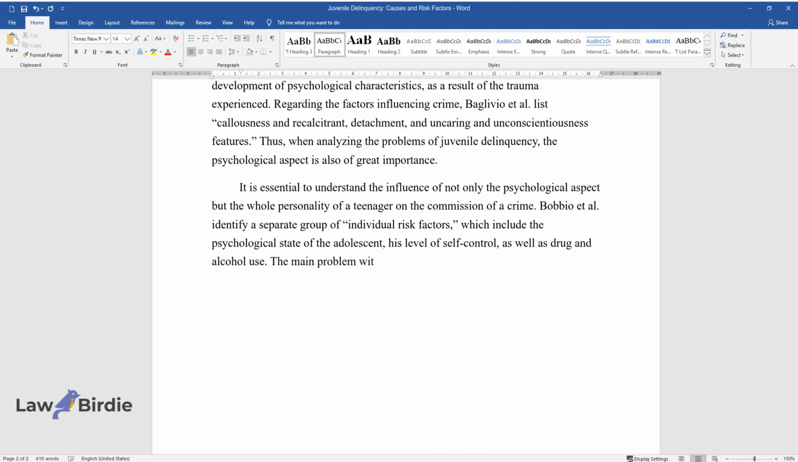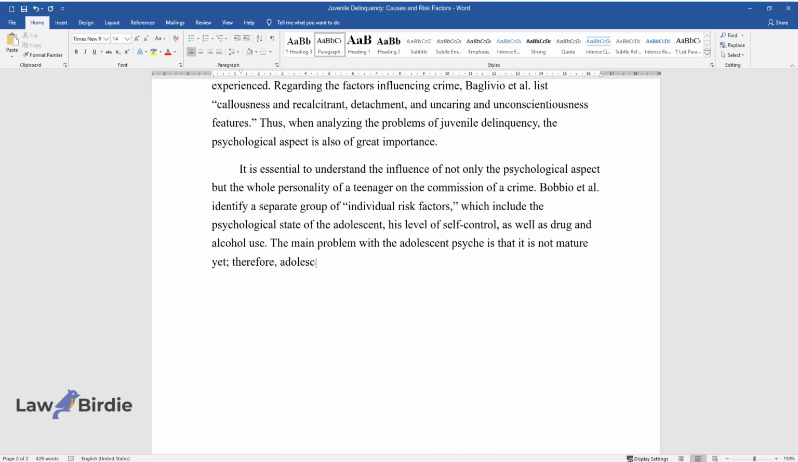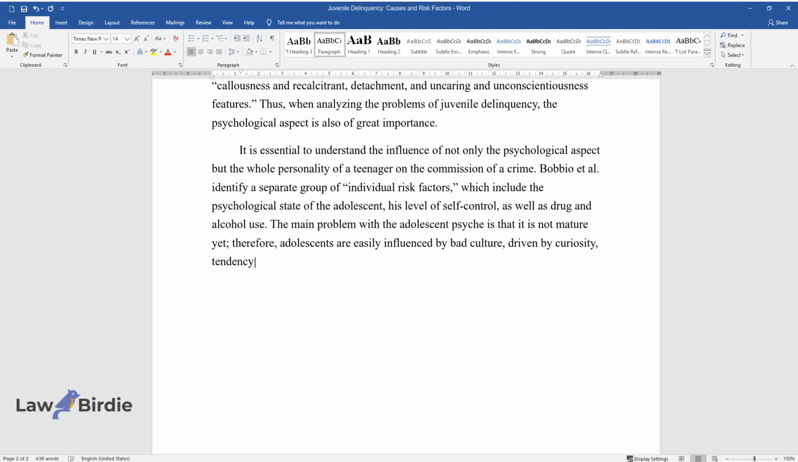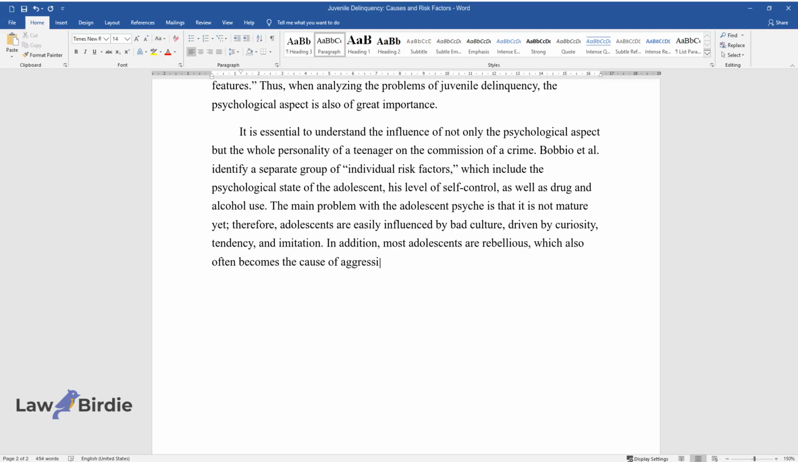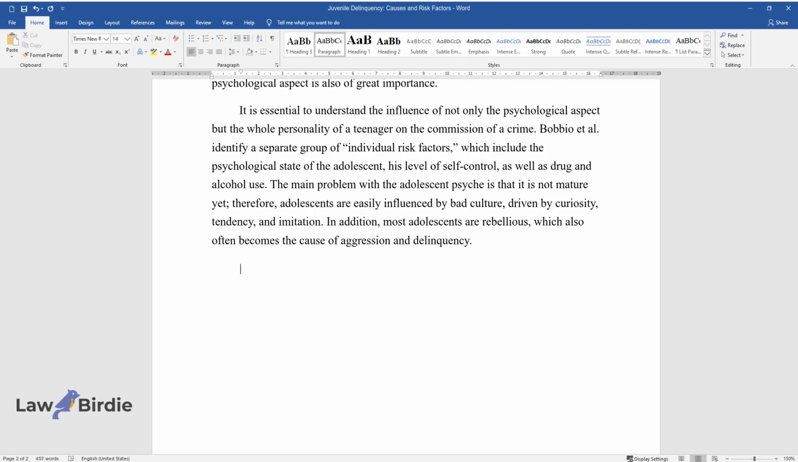The main problem with the adolescent psyche is that it is not mature yet. Therefore, adolescents are easily influenced by bad culture, driven by curiosity, tendency, and imitation. In addition, most adolescents are rebellious, which also often becomes the cause of aggression and delinquency.